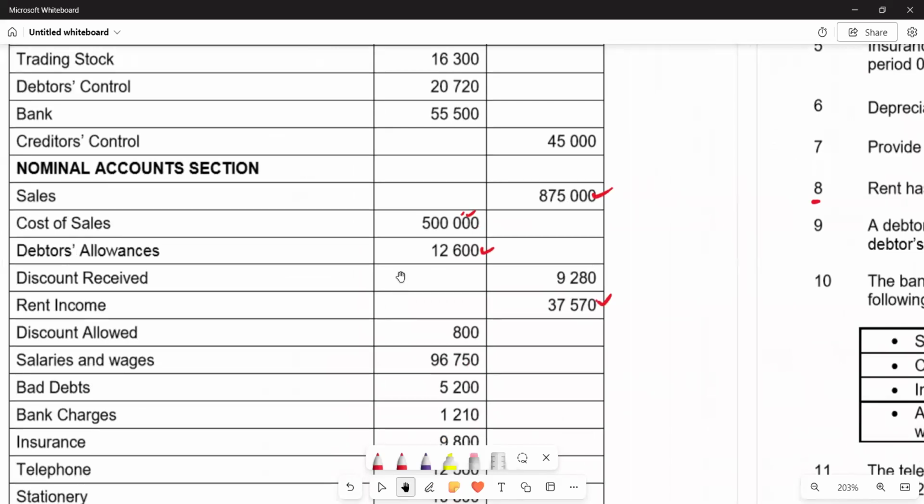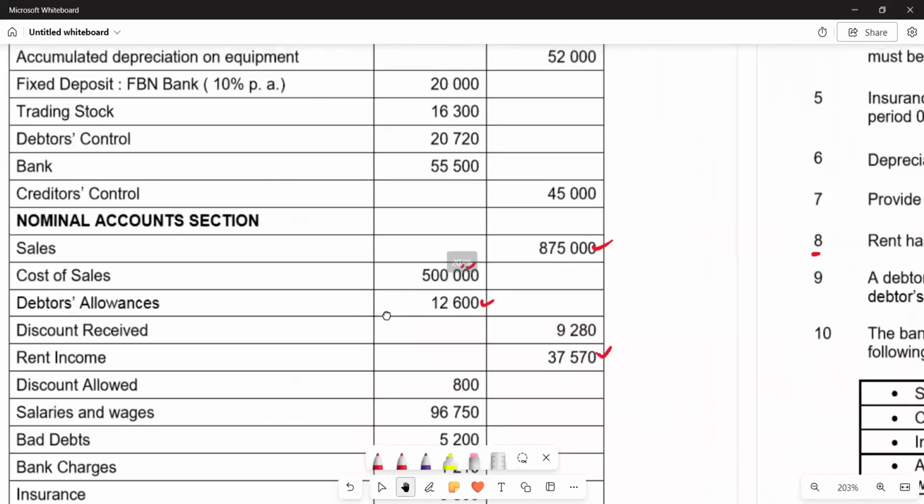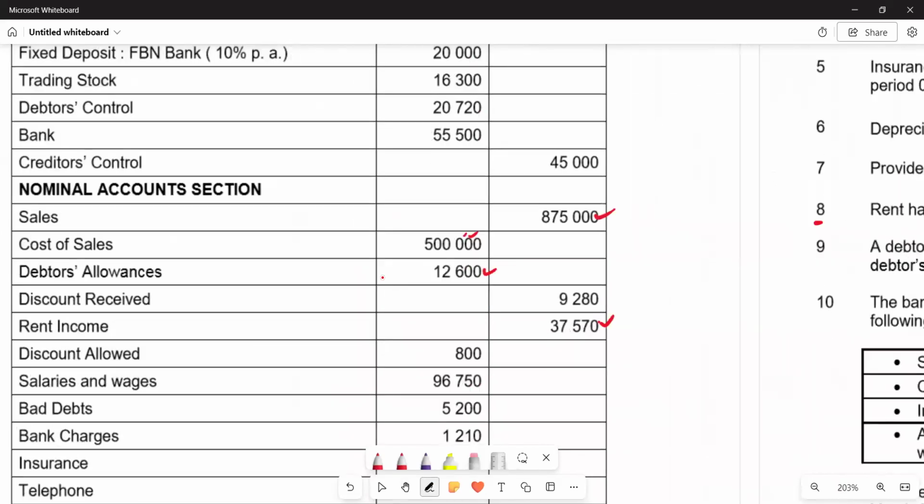Our period is ending on 28th February 2017. So here we are saying rent income, the figure that we have is 37,570, and then we are dividing by 13. So we can just try to do that. We say 37,570, and then we divide by 13. You are going to get your 2,890. So the 2,890 is now also for March.